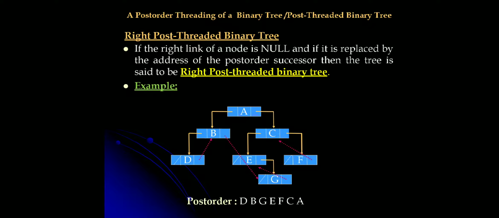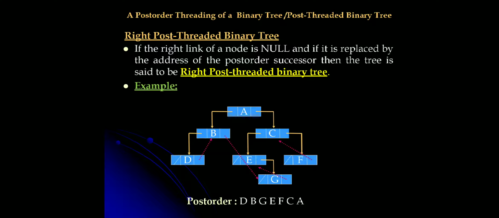Similarly, you can define right post-threaded and left post-threaded. Post-threaded binary tree means the left child fields which are null are replaced with post-order predecessor node address, and right child fields which are null are replaced with post-order successor node address. If we are replacing only the right child fields which are null with post-order successor, then it is right post-threaded, and if we are replacing only the left child fields which are null with post-order predecessor node address, then it is a left post-threaded binary tree.